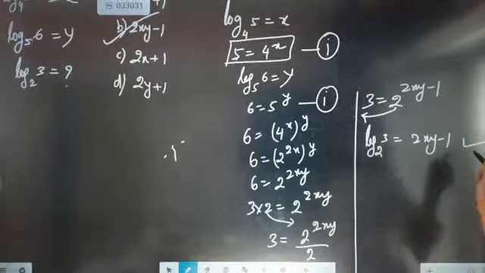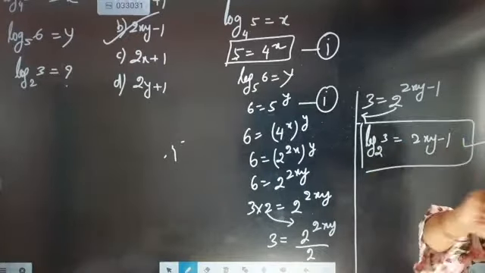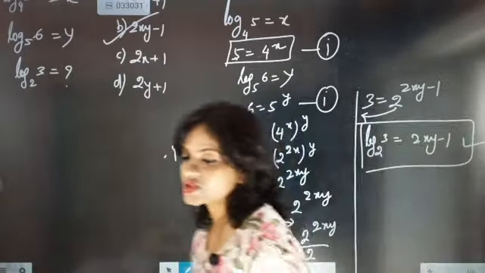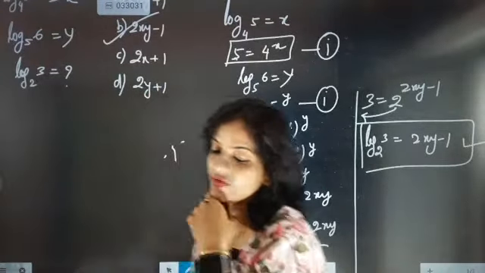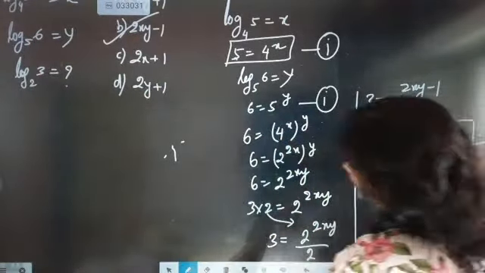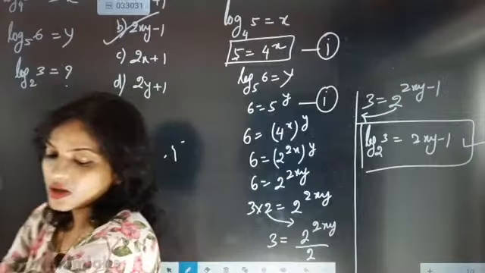Fine, so now look here. Log base 2 of 3 is coming as 2xy minus 1. I hope you have understood how to solve this question. Fine. Shall we go for the next? The properties you already know. This one understood, everyone? Come on, quickly tell me.